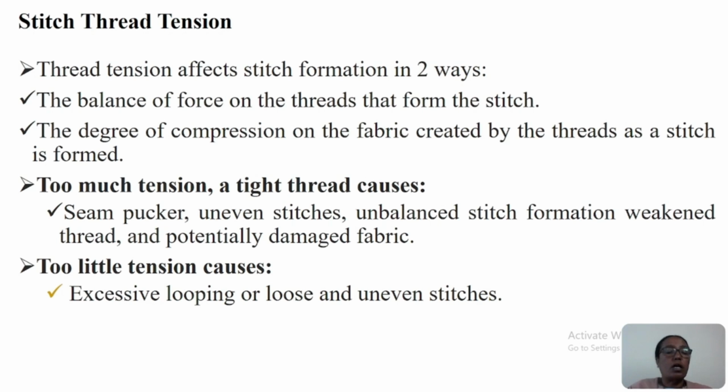Another one is too little tension. Too little tension means the thread is loose, resulting in excessive loops or uneven stitch. Maybe excessive loops are formed on the lower part of the fabric; then the problem is the upper thread. If excessive loop stitches are formed on the upper part of the fabric, there is a problem with the bobbin case thread.